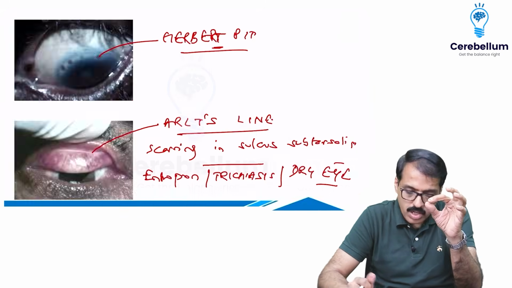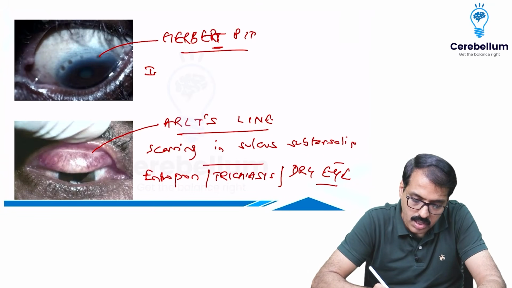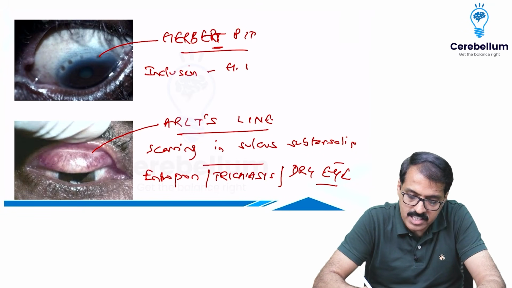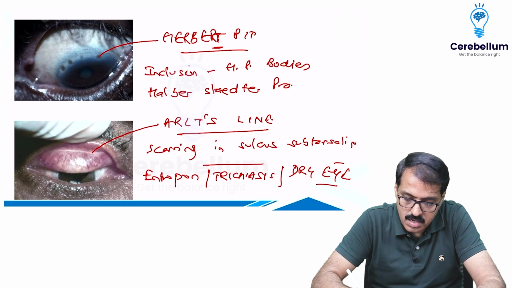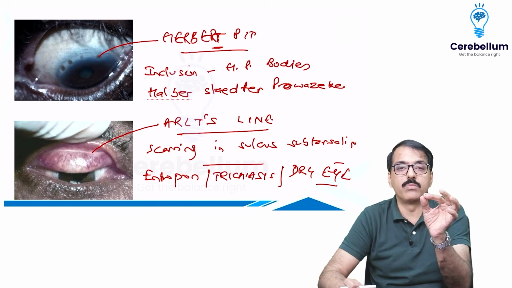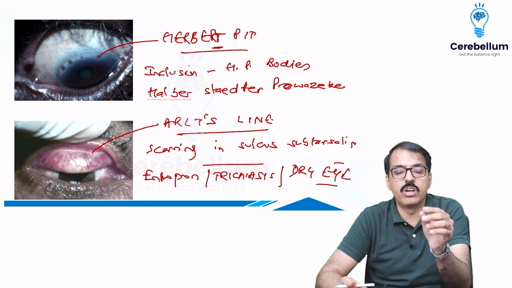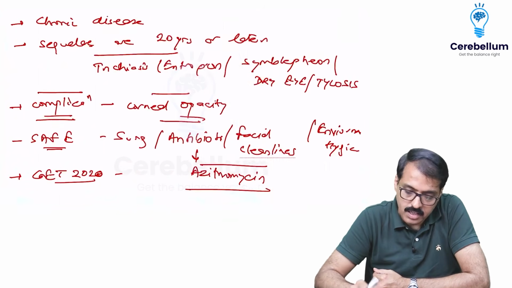What are the inclusion bodies? Inclusion bodies of trachoma are HP bodies. These are Halberstaedter-Prowazek bodies. These are the intracytoplasmic inclusion bodies. This is for trachoma.